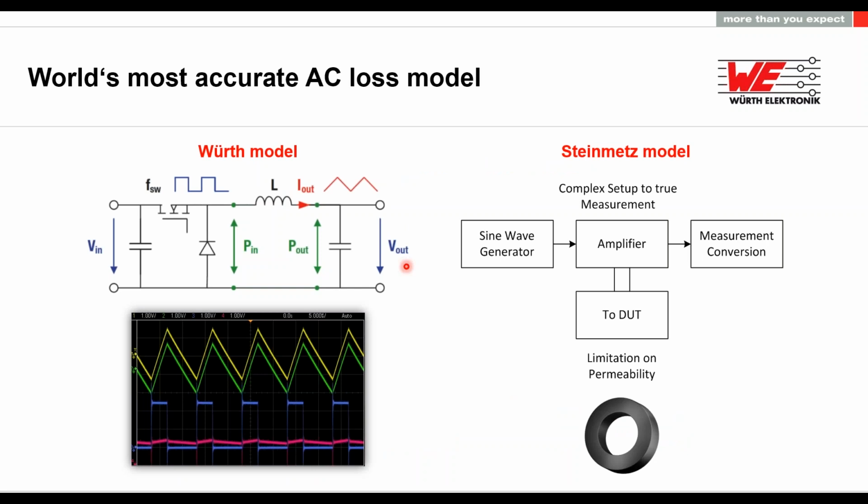Mostly the models that are in the market use the Steinmetz model, which uses a sine wave generator as its input. This means it is not evaluating a square pulse, and it also has limitations over different relative permeability, which we'll be seeing in the coming slides. But as far as the Würth model is concerned, we use a class D amplifier model just to calculate P in and P out very close to the inductor.